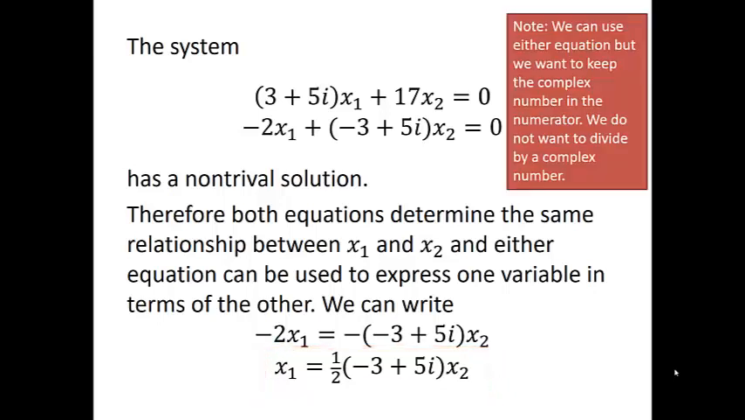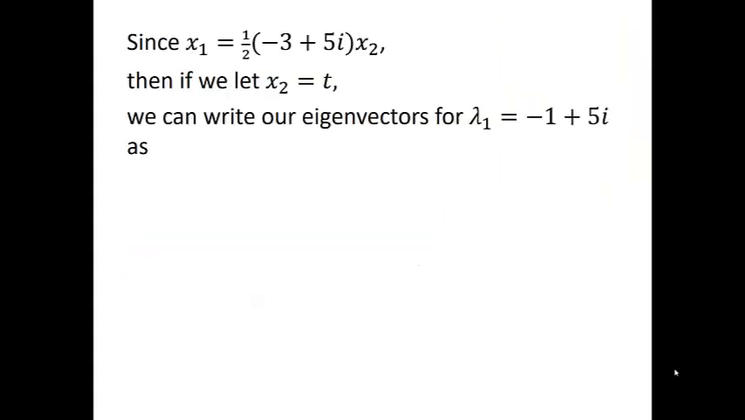Now note, we could have used either equation that we wanted to, but the key is that we want to keep the complex number in the numerator. Note we divided by the -2. So we do not want to divide by a complex number. Division by a complex number is just beyond the scope of what we're learning about in this course. So we always want to keep that complex number in the numerator. Okay, so x1 is 1/2 times (-3 plus 5i) x2.